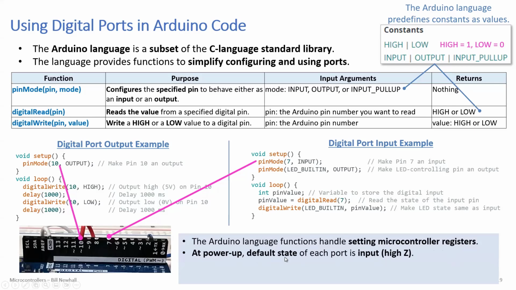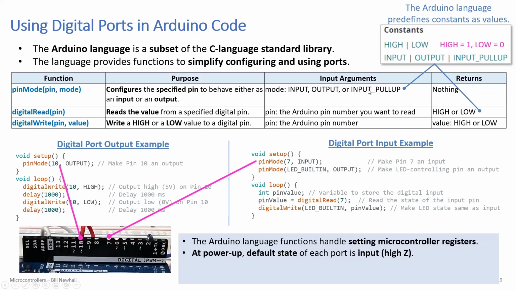At power up, the default state of each port is input, which means high impedance. So those ports have high impedance, which makes it look like a very large resistor between that pin, let's say that header pin, and ground.